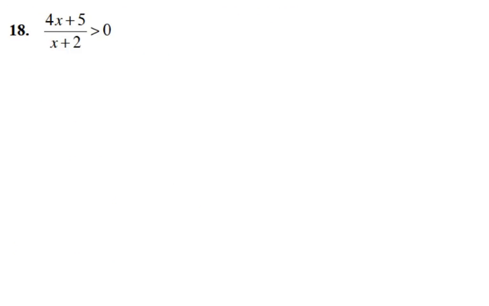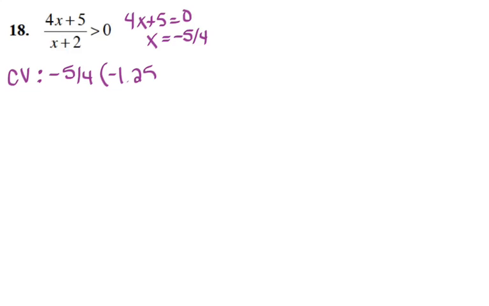For number 18, there's nothing to factor, so we don't have to factor it. So again, you're looking for your critical values. And your critical values for rational functions come from the zeros of the numerator and the denominator. So my zero of the numerator, that's when 4x plus 5 equals 0. So that's x equals -5/4. So my first critical value is at -5/4, which is also -1.25. And my second is from the denominator, and that's at -2. I'm using the decimal because it's easier to graph the decimal on a number line.